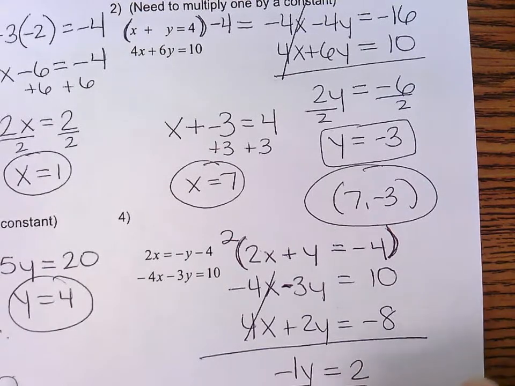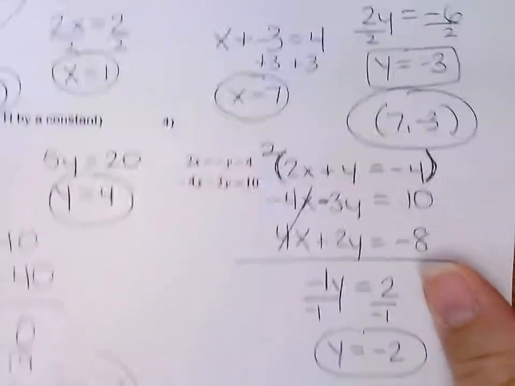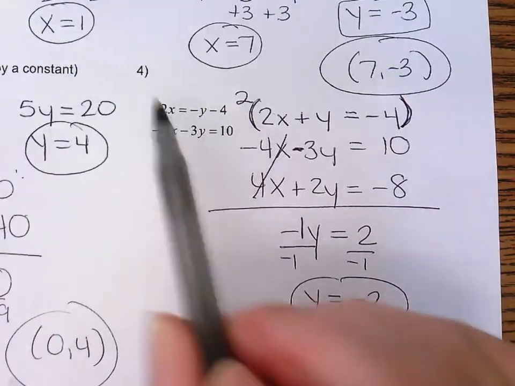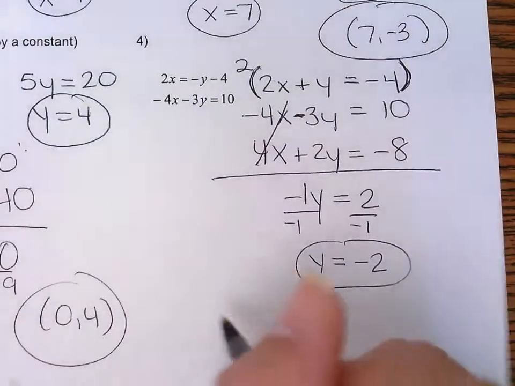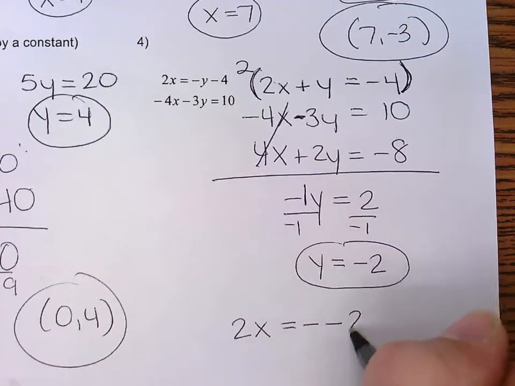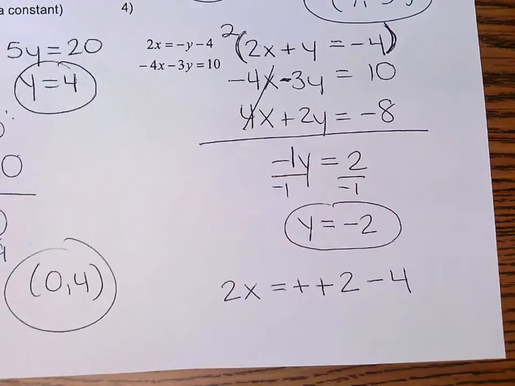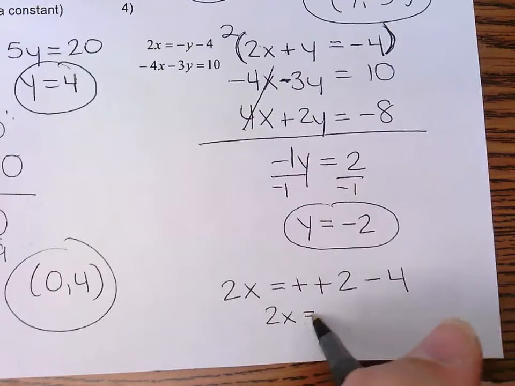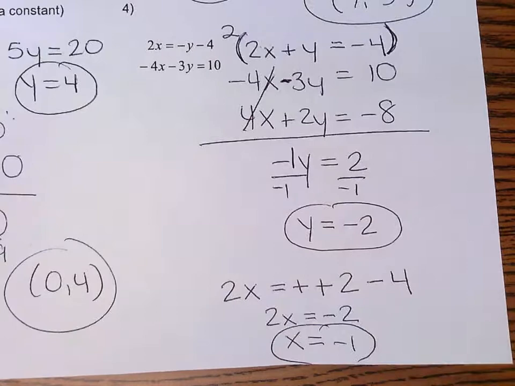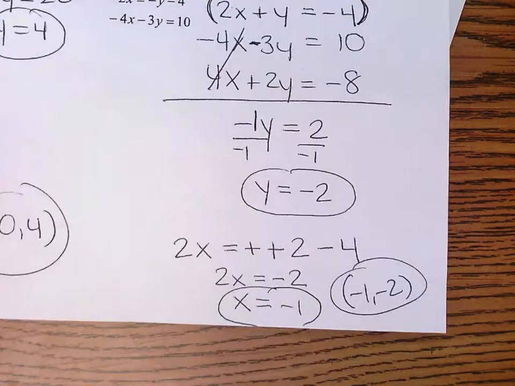Divide by -1, y equals -2. So if y equals -2, I can plug that in anywhere, here, here. I'm going to plug it in this top equation. I tend to just use the top equation a lot of times. So 2x equals -2 minus 4. And we know that a double negative just means a positive. So I really have that 2x equals -2. So x would have to be -1. So (-1, -2) is the solution for that problem.